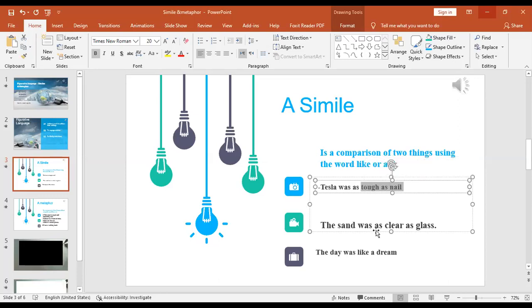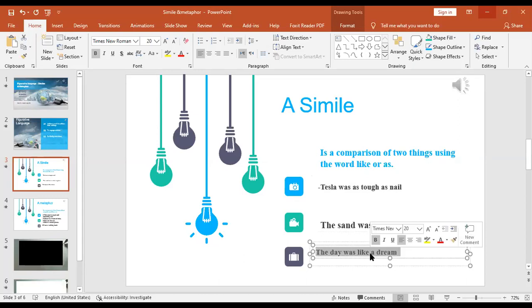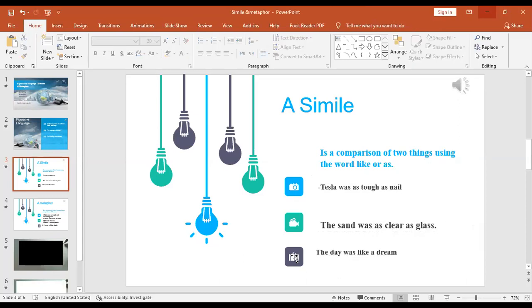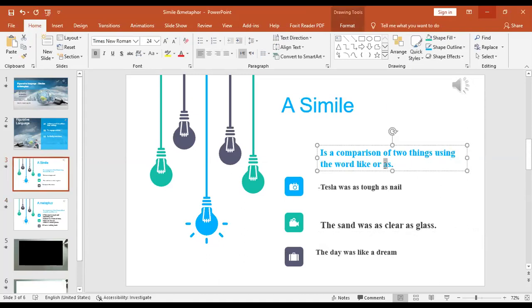The sand was as clear as glass. Sometimes I want to show how clear the sand is, so I'm going to use as clear as glass. The day was like a dream. This day was like a dream. Is it okay? I know it's okay. So in assembly, we are going to make comparisons using as or like.